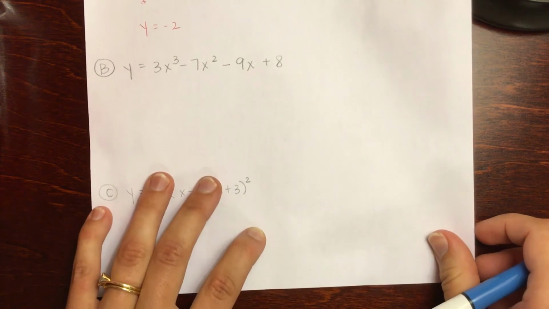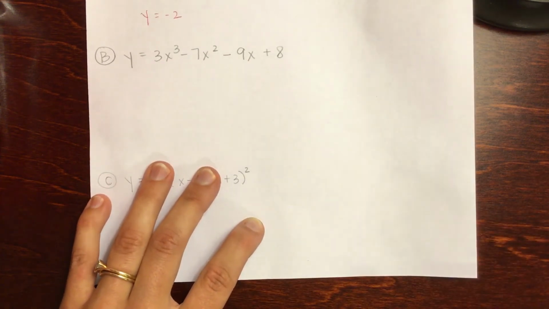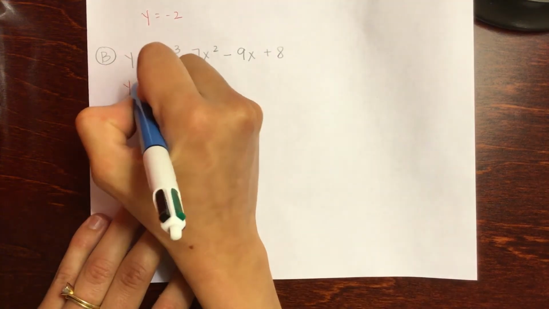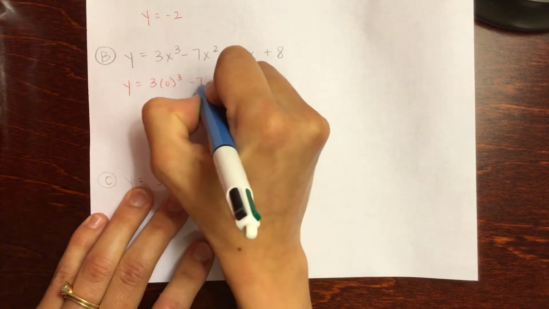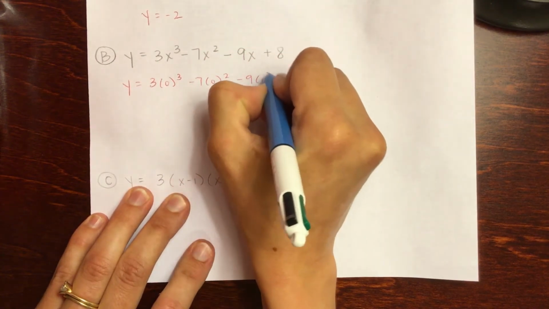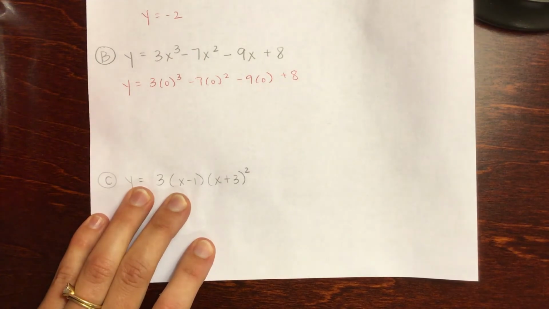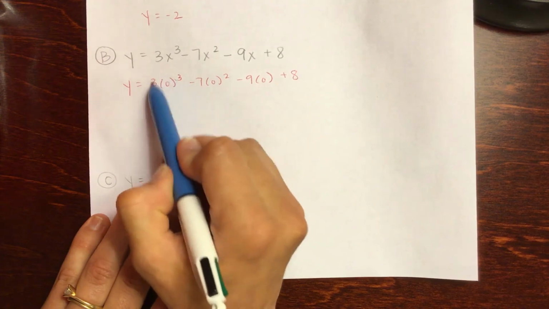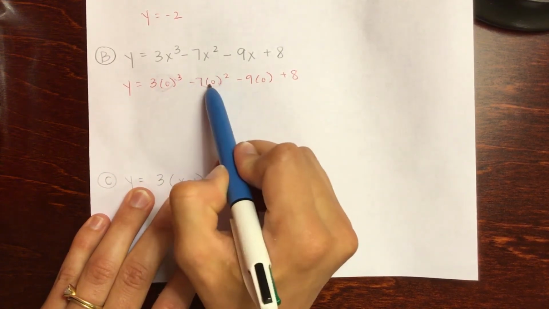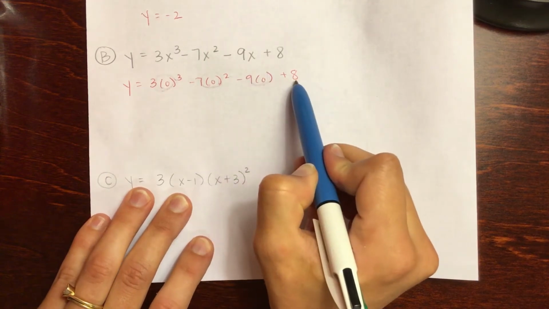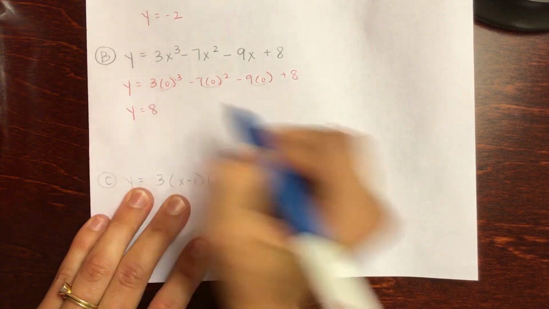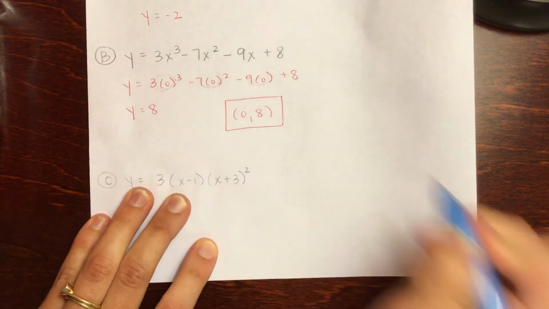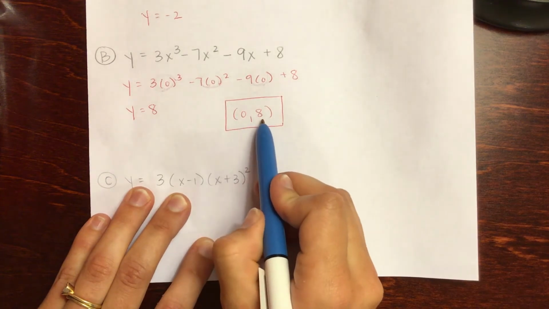Even if our equation looks a little bit crazier, it's still going to be the same rules. Everywhere you see an x, substitute all of the x's with 0. Calculate that in your head or type it into your calculator. Either way, you should end up with a 0, minus a 0, minus a 0, plus 8. You end up with y equals 8. So my y-intercept is 8. Don't forget to write it as a coordinate point though. The x value was 0, the y value was 8.